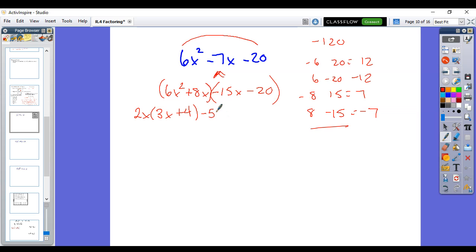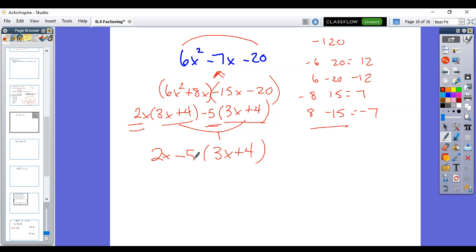Divide that, we factor out negative 5. That leaves us positive 3x and then positive 4. And look at that, those match up. They should always match up. If they don't, we did something wrong. So those match up, so they create one factor, 3x plus 4, and then what's on the outside is the other factor, 2x minus 5. And that's it. This has been completely factored out.